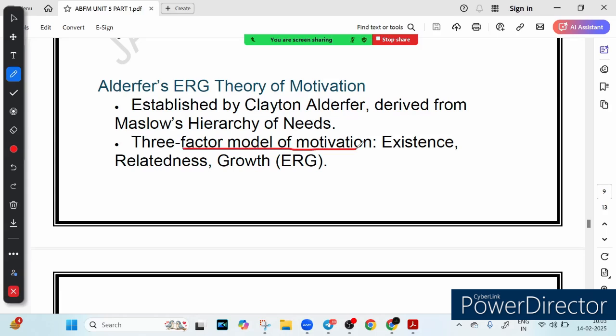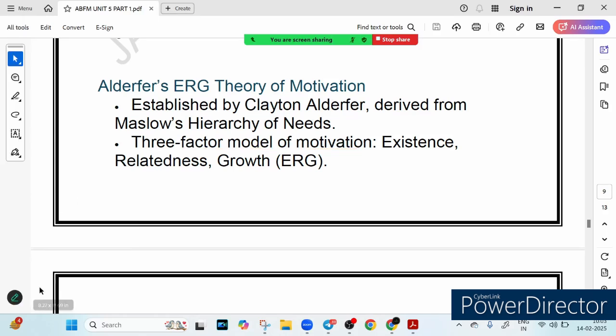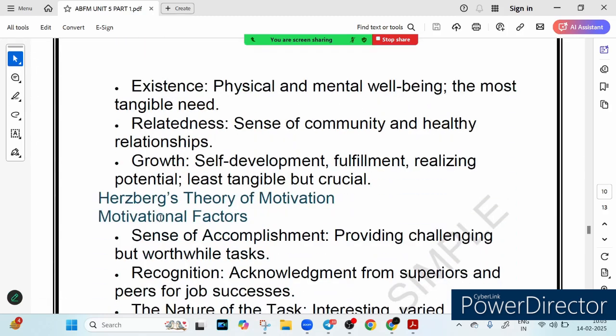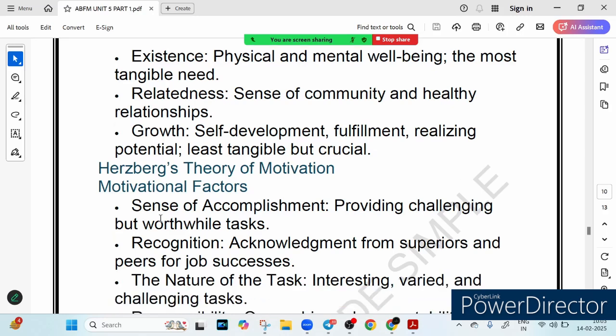Now the first is called existence need. What is the meaning of existence need? Think of this as a foundation. This is the basics for survival, that is called existence. Just like Maslow's basic needs, this includes salary, job security, and even mental peace. Without this, no one can focus on bigger things. So that is called existence.